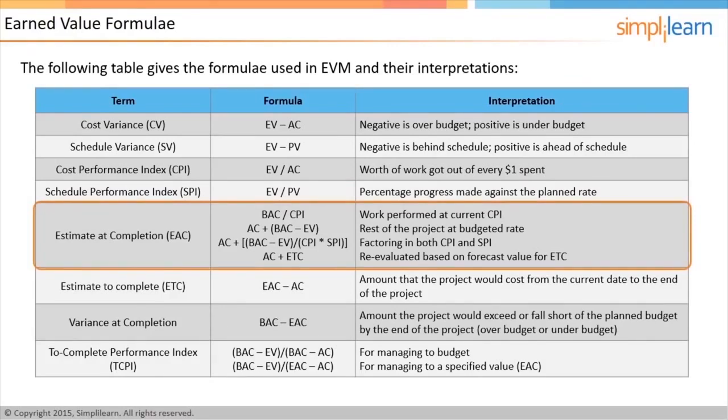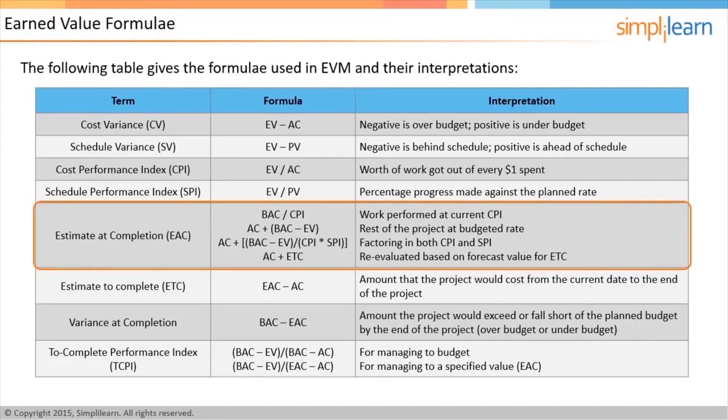There are different ways of calculating the EAC value. The method used depends on how the cost and schedule variances are expected to play out for the rest of the project. BAC by CPI is used if you expect that the current cost performance will continue until the end of the project. AC plus BAC minus EV is used if you expect that the rest of the project will be managed at the budgeted rate. AC plus BAC minus EV, divided by the product of CPI and SPI, is used if you want to factor in the impact of the cost as well as schedule variances.